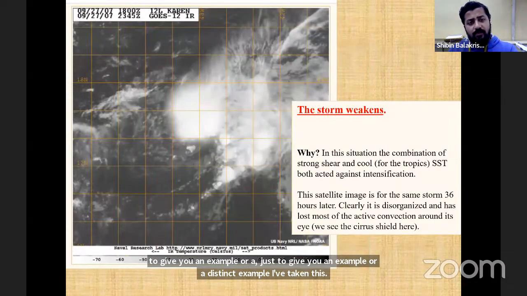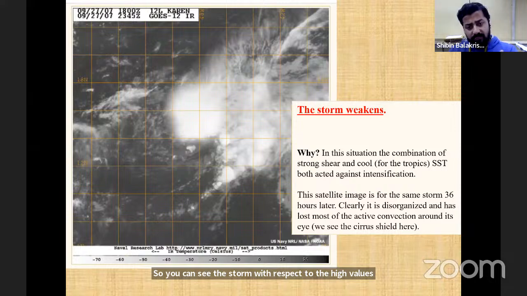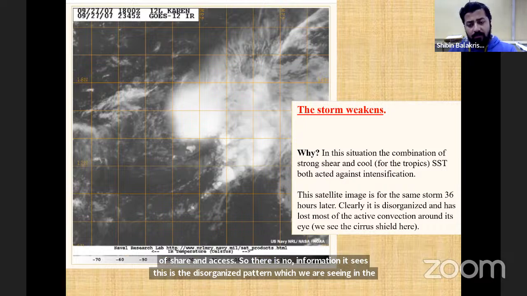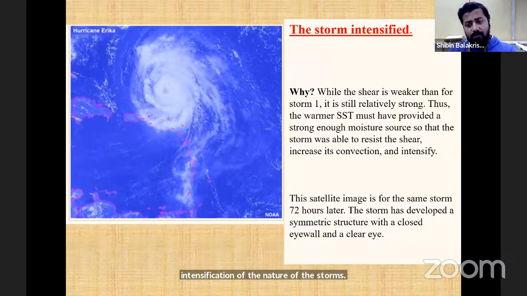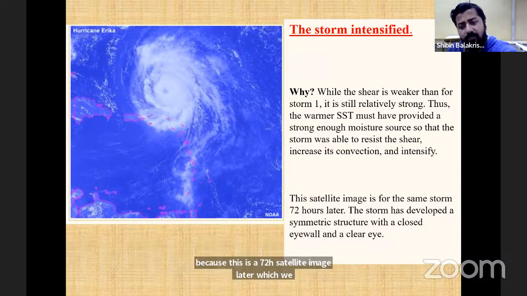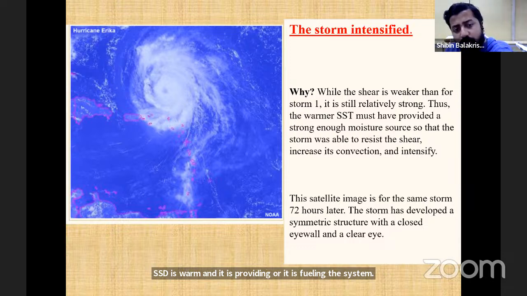The second example which I had given was the shear pattern. This is an image taken later. You can see the storm with respect to the high values of shear and SST. There is no clear eye information. This is a disorganized pattern which we are seeing in the later stages, and the system has already weakened. We had one more example where we asked about the intensification or the nature of the storm. The answer is that the storm has intensified, because this is a 72-hour later satellite image. You can see a clear-cut eye here. The SST is warm, and it is fueling the system to intensify, or it has already intensified over this particular region.